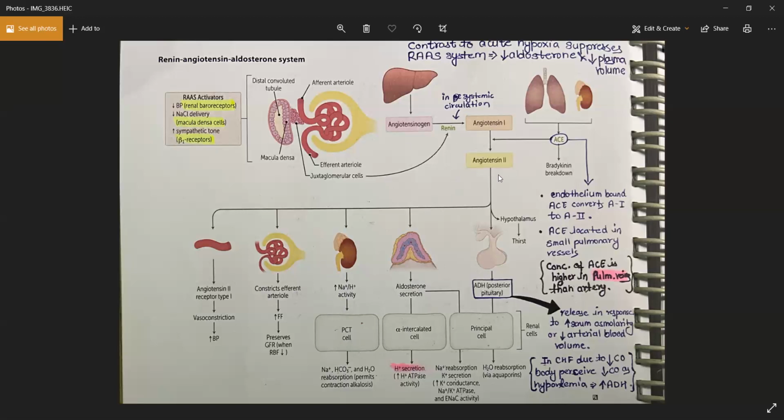Then angiotensin goes to the efferent arteriole, and I told you in the efferent arteriole, it will cause the constriction, and whenever the constriction happens, it will increase the filtration fraction. Why is this filtration fraction increasing? Why more filtration after constricting the efferent arterioles? Why more filtration?